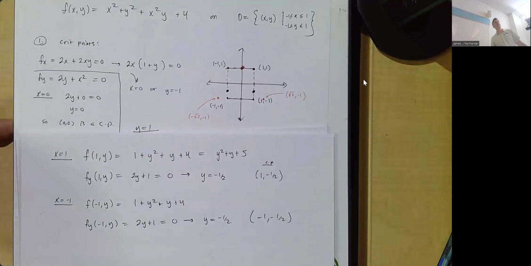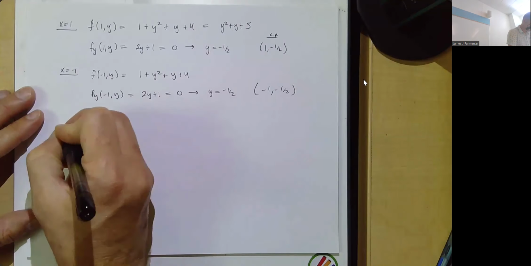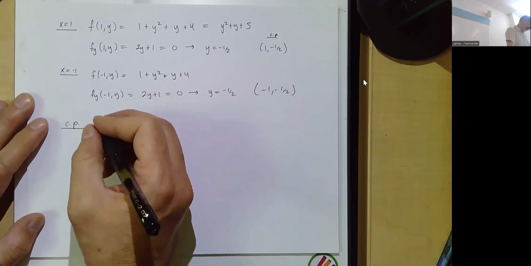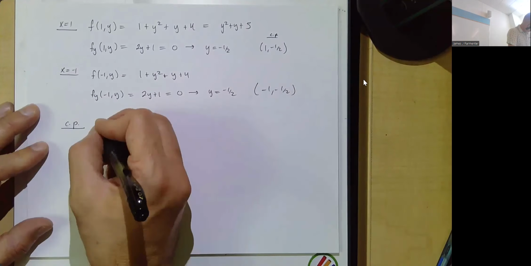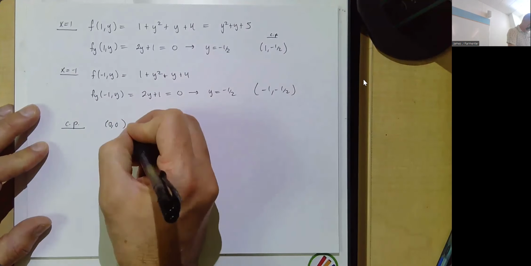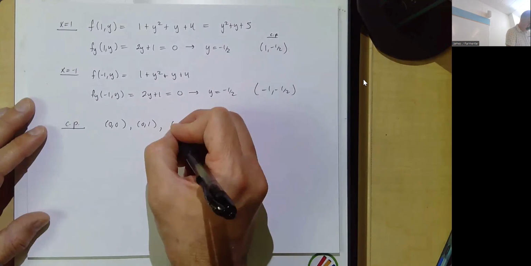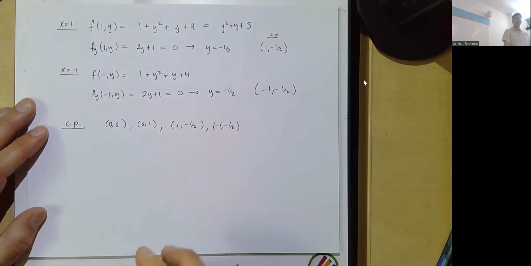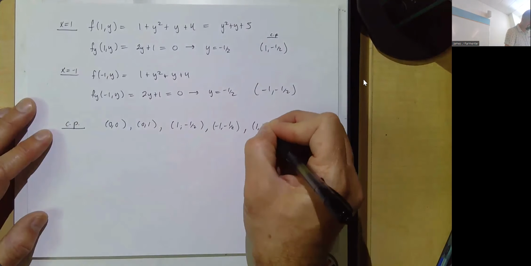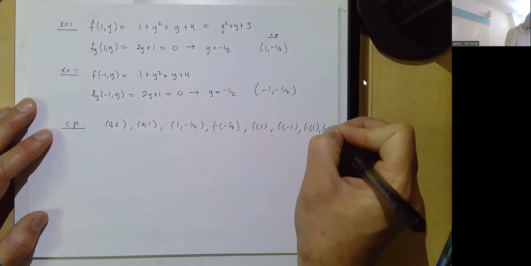We found them all. Now we have to test them all. So let's list our critical points, in order. My first one was 0, 0. And then I got 0, 1. And then the ones I just got here, which are 1, -1/2 and -1, -1/2. And then, of course, all the corners: 1, 1, 1, -1, -1, 1, and -1, -1.